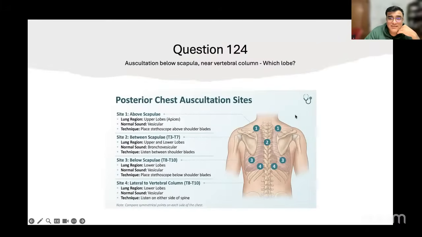So auscultation below scapula near vertebral column, which lobe? Okay. So whenever you're below scapula, you are auscultating the lower lobes. Posterior side, lower lobes. Okay.